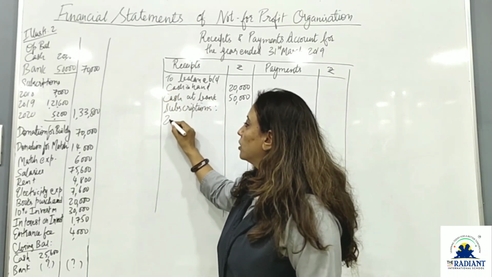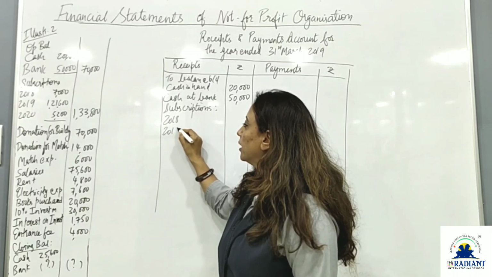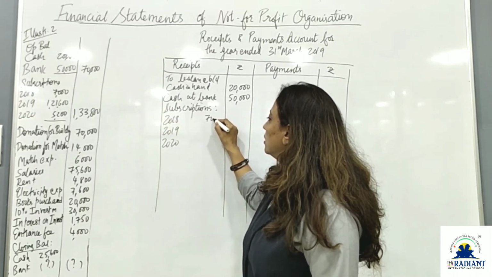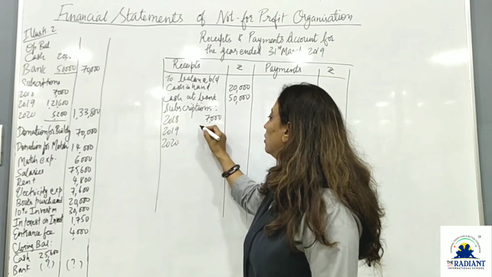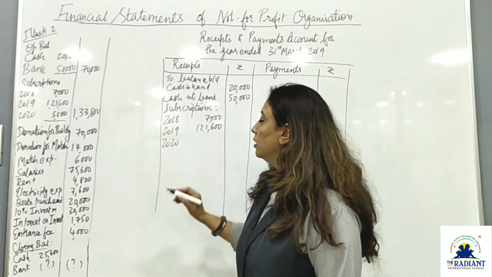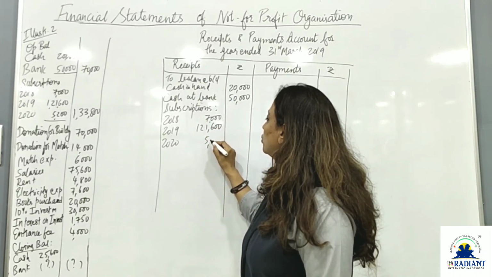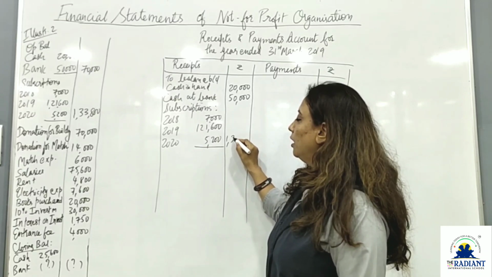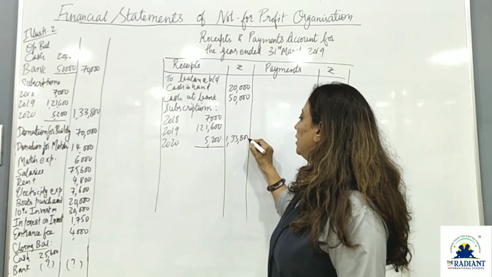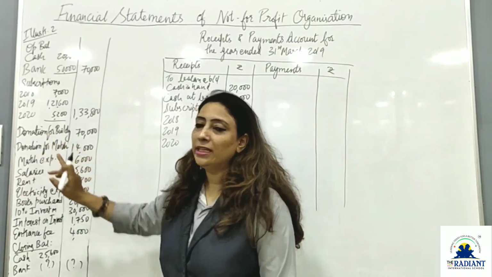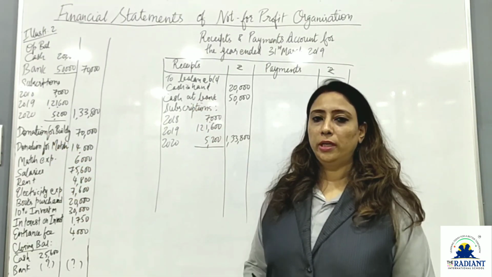I write 2018, 2019 and 2020 as 7,000, 1,21,600 and 50 to 100. Together I write it as 1,33,800. Okay. Then the next line is donation for building.